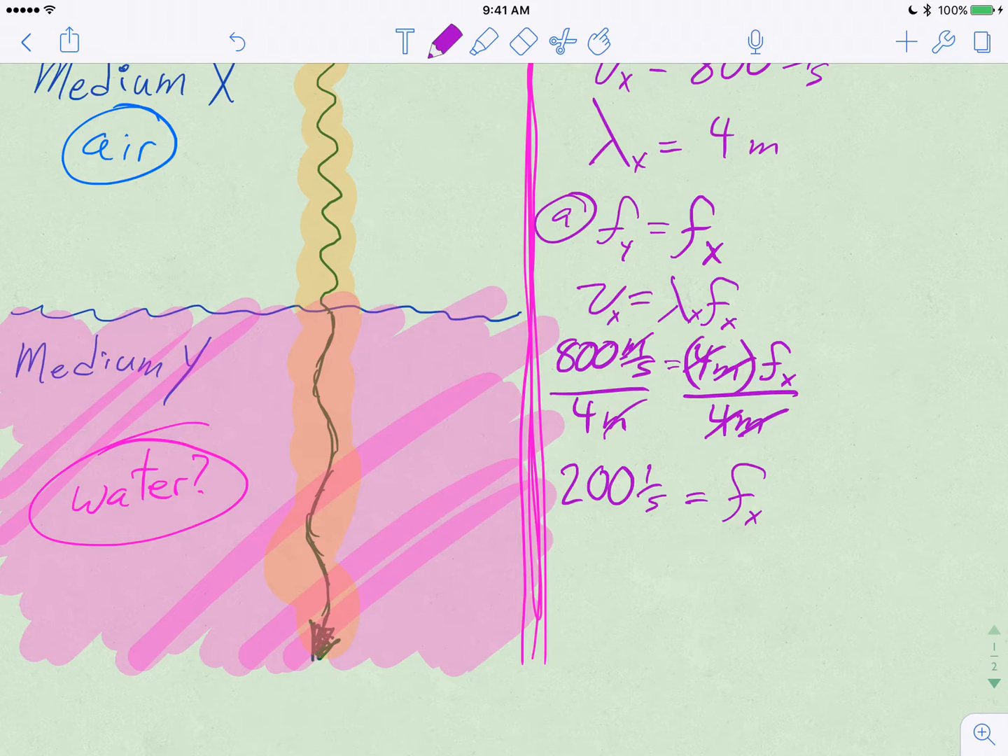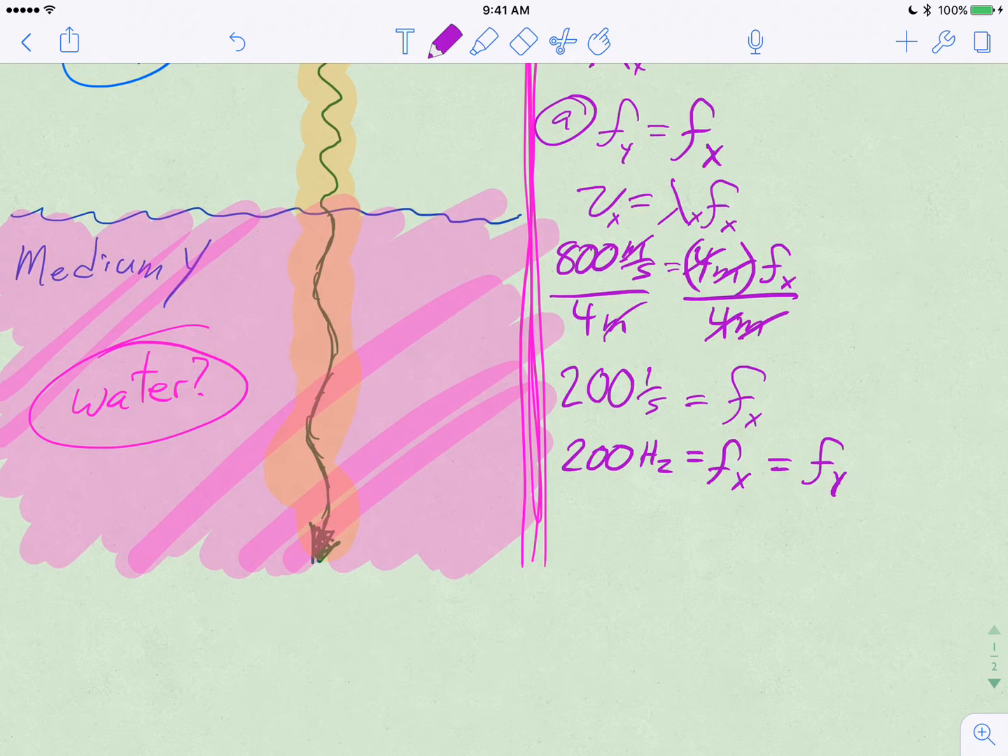So what is 1 over seconds, really? What do we call that? Yeah, so 200 hertz. Remember that 1 hertz is like 1 wave per 1 second. So this is 200 waves per second. And then that also equals the frequency in Y, because frequency isn't going to change as you change into a new medium. So there's our answer for part A.